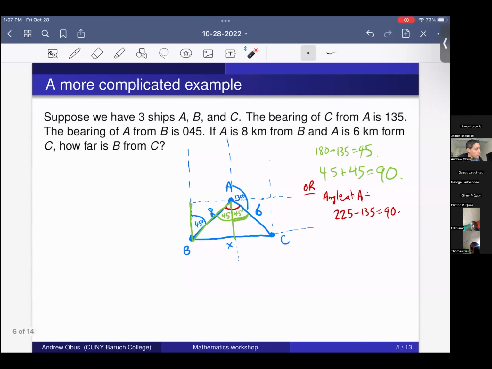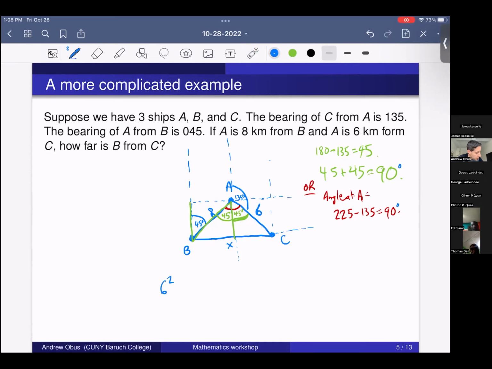So if I have a 90-degree angle and a triangle with a side of length 6 and a side of length 8, and the angle between them is a right angle, how do I figure out the length of X over here? Please come on again. I want to figure out X. We figured out this angle is 90 degrees, so you use Pythagoras theorem. Exactly. Thank you, Clinton.